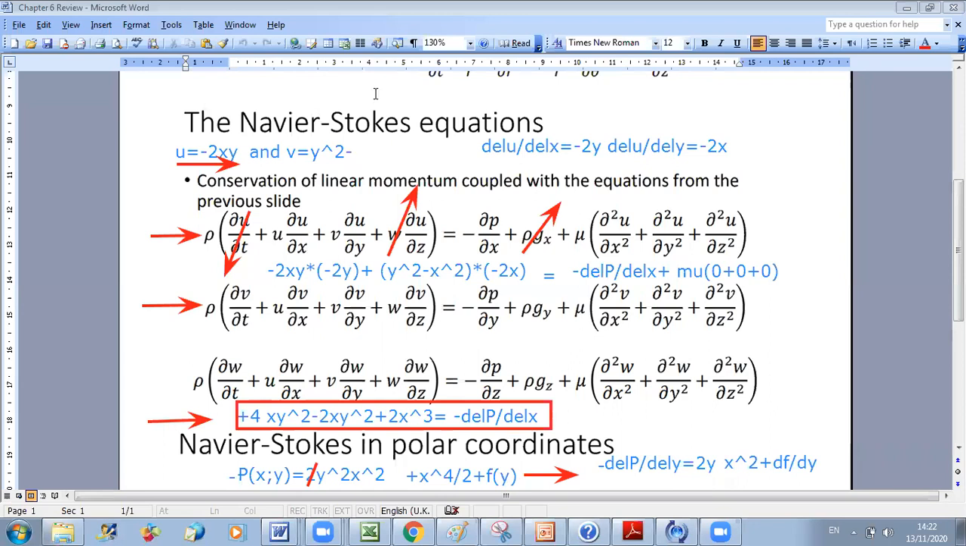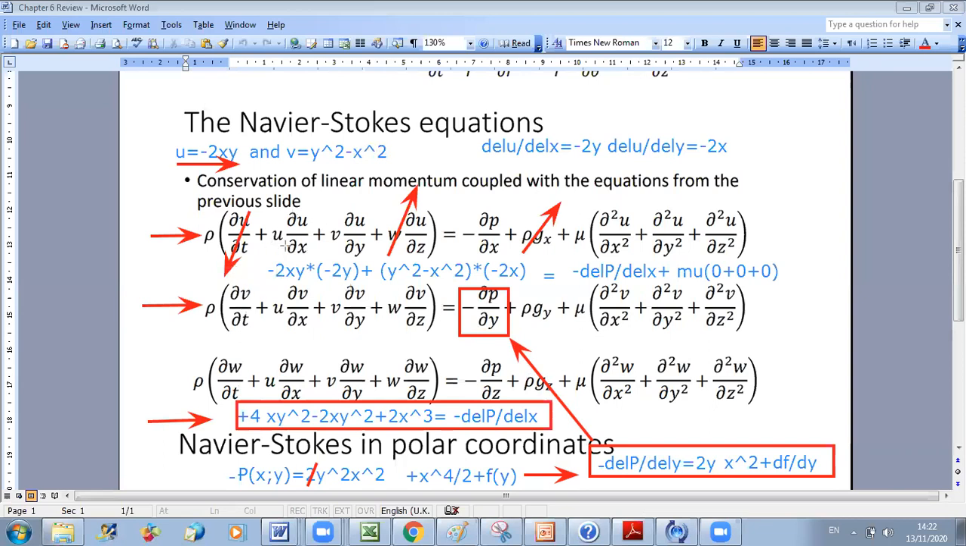I can get the following relation. Now I need to be able to obtain f of y. I should find what is minus del p by del y, and as you can see, minus del p by del y I can obtain it from here. Okay, so now to get minus del p by del y, I should apply what? I should apply the linear momentum in y direction. Okay, let us do it together.